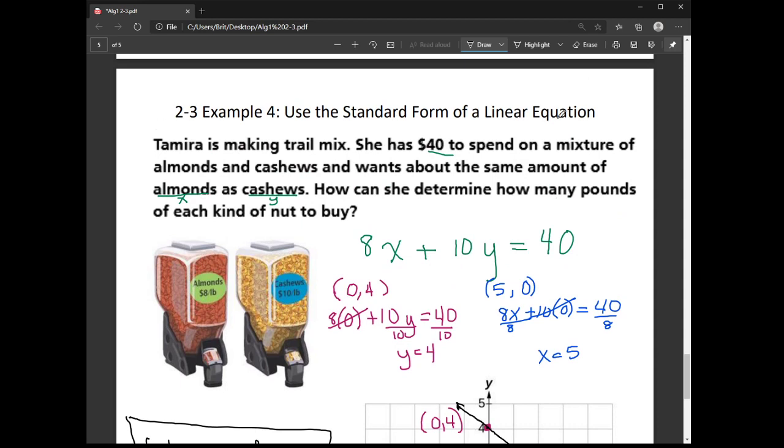But there we go. That's using standard form of a linear equation in a budgeting scenario.